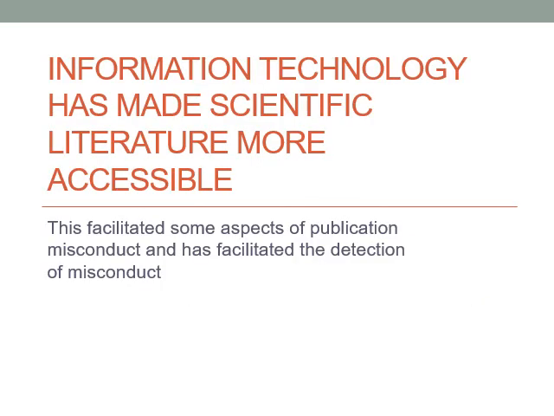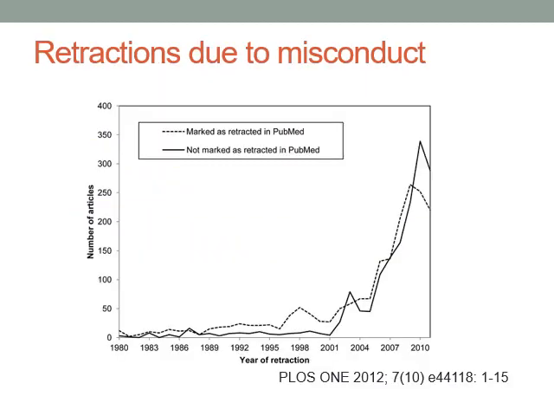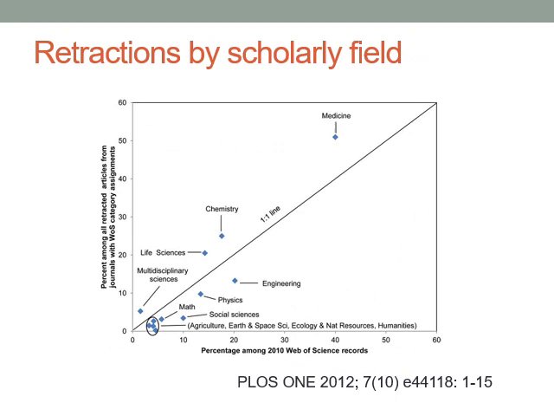Information technology has made scientific literature more accessible. So it will help you to gain access to this scientific information. At the same time, it will facilitate the discovery of the misconduct. Whenever there is misconduct, there is retraction of this manuscript. And as you see, there is an increase in the process of retraction, in different categories like chemistry, medicine, engineering.